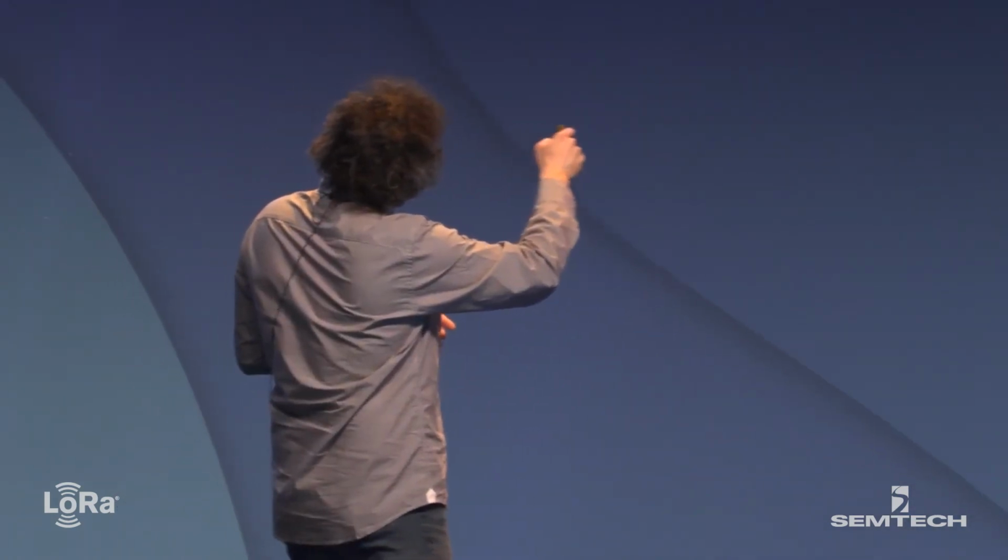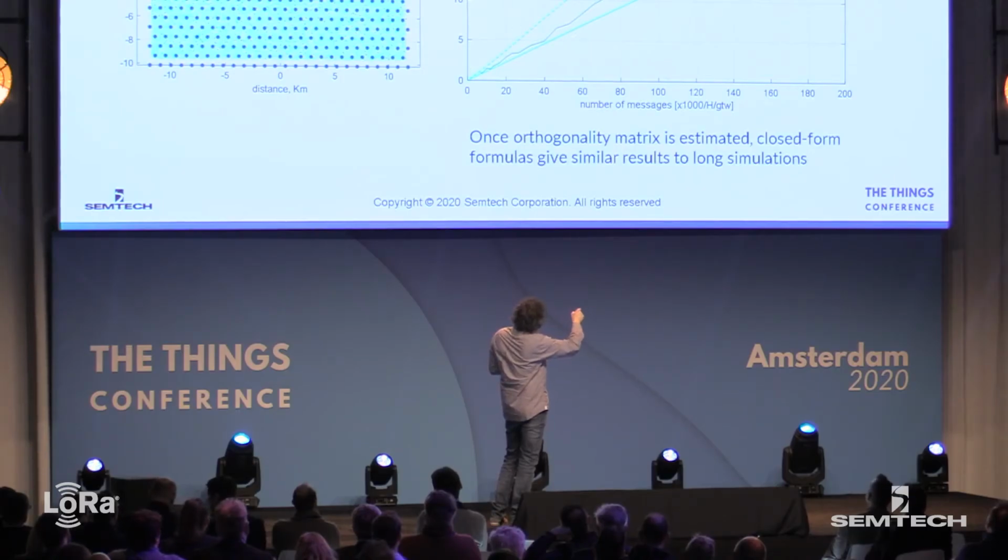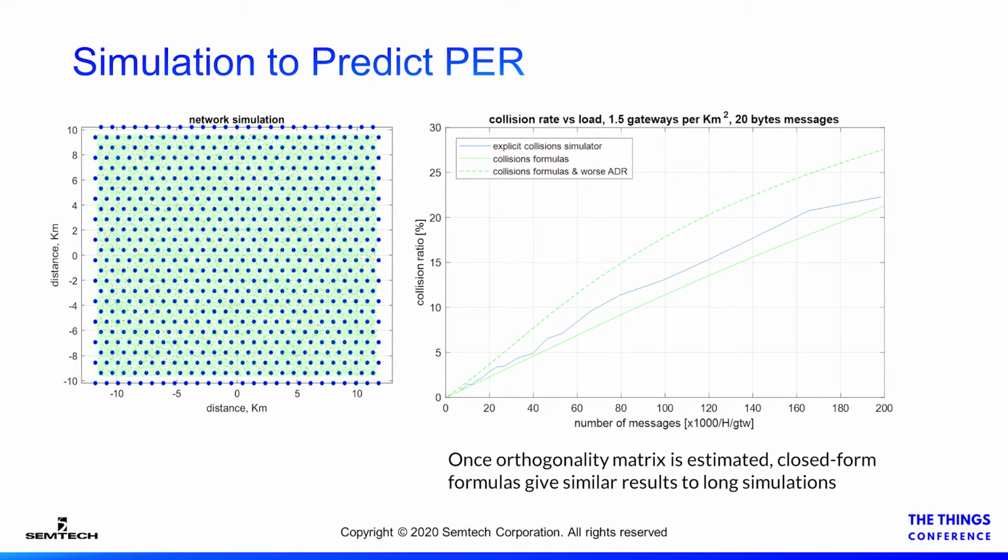Here I have drawn two curves, one with normal adaptive data rate, and the other one is with the worse adaptive data rate. Worse adaptive data rate here means that I take more margin in the assignation of data rates. For instance, it's like 6 dB more margin, so you would wait for 6 dB more, so 4 times the power of the received signal, to decrease the spreading factor, to increase the data rate.